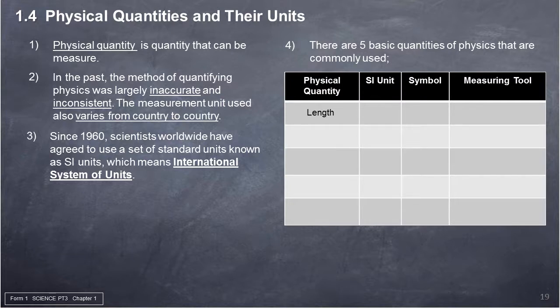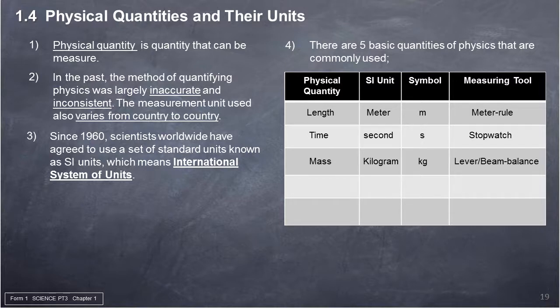Physical quantity. Length. SI unit. Meter. Symbol. m. Measuring tool. Meter rule. Physical quantity. Time. SI unit. Second. Symbol. s. Measuring tool. Stopwatch. Physical quantity. Mass. SI unit. Kilogram. Symbol. kg. Measuring tool.